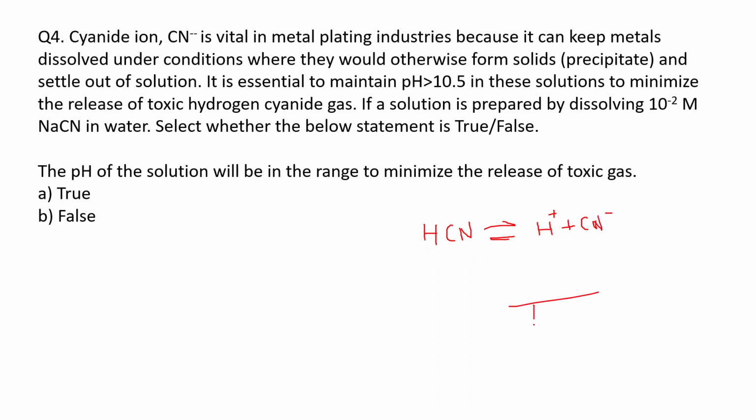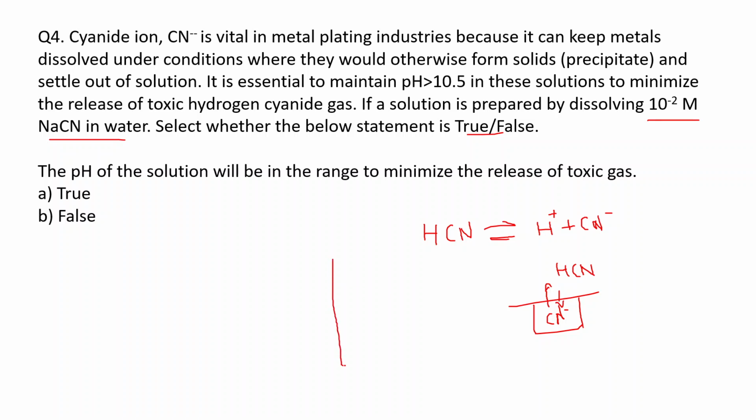So if HCN is in the liquid phase, it will be in cyanide ion form, or if it is out, it will be in HCN form, in gaseous form. So the pH of the solution should be maintained more than 10.5 if we want to retain it in cyanide form. If the solution is prepared by 10 raised to power minus 2 molar NaCN in water, select whether the statement is true or false: the pH of the solution will be in the range to minimize the release of toxic gas.